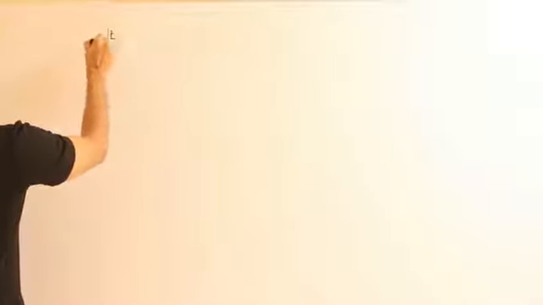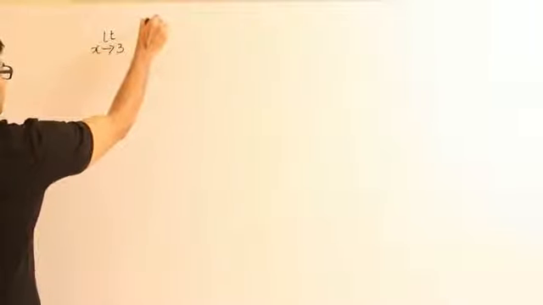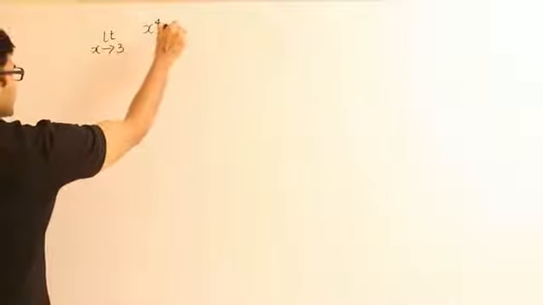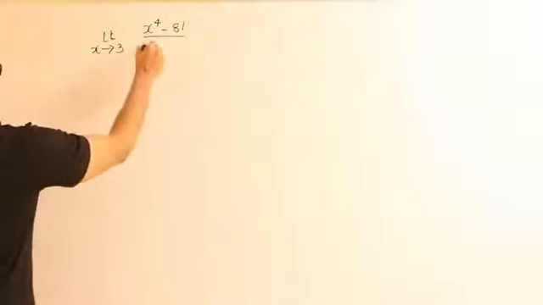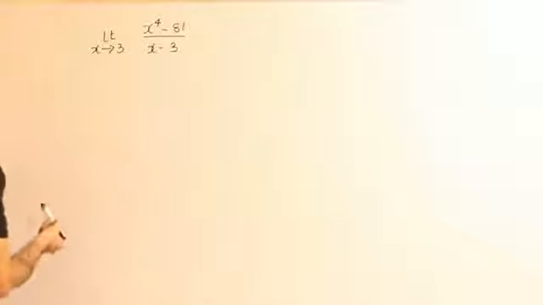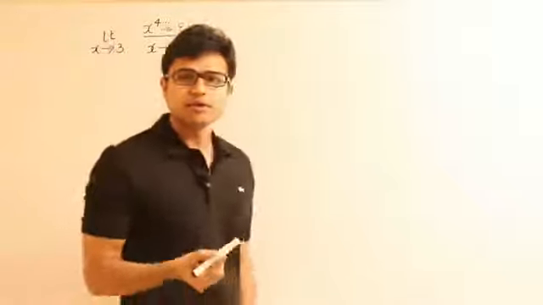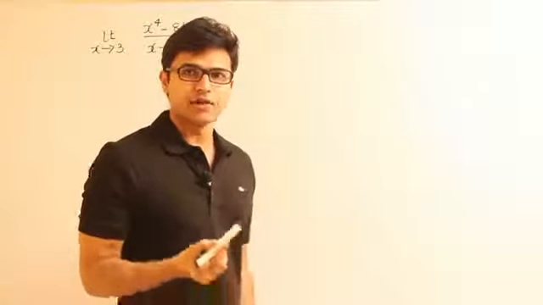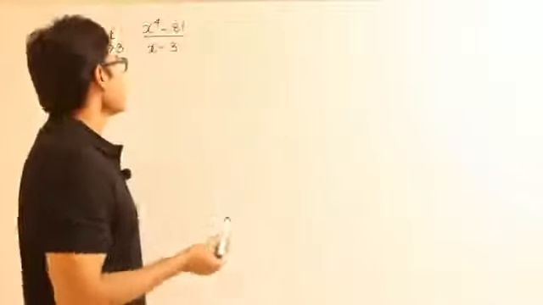Let us say the question is like this: limit x tends to 3, assume that it is x power 4 minus 81 divided by x minus 3. If you have something like this, then how are you going to find out the limit? Assuming that in the options we don't have limit does not exist. In the options, let's say we have only the numbers present there. Then how to find it out?